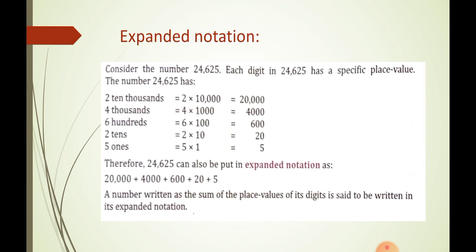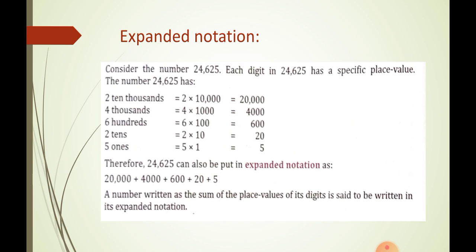Therefore, 24,625 can also be put in expanded notation as 20,000 plus 4,000 plus 600 plus 20 plus 5. A number written as the sum of the place value of its digits is said to be written in its expanded notation. So, we should write 2 in 10,000s place.